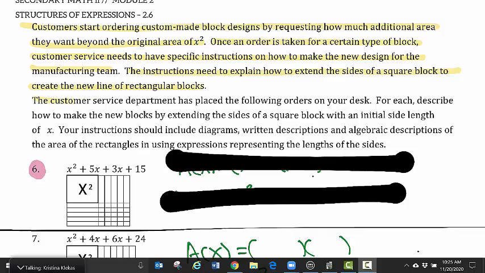The customer service department has placed the following order on your desk. For each, describe how to make new blocks by extending the sides of the squares with the initial side lengths of x. Your instructions should include diagrams, a written description of the algebra, and so on. Let's just look at this.